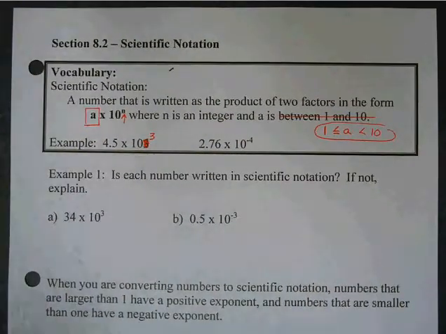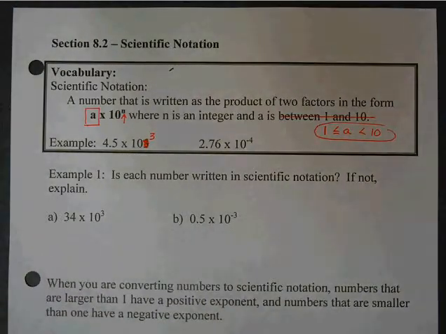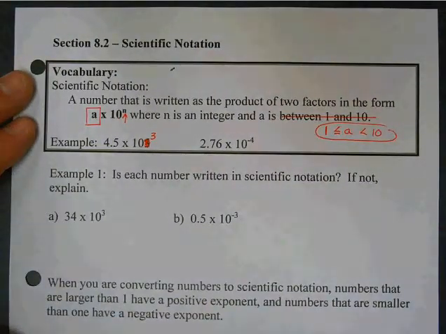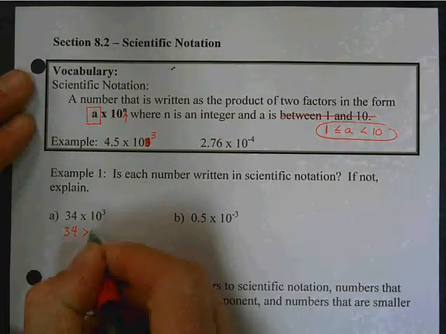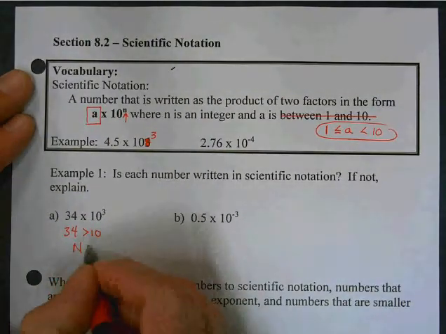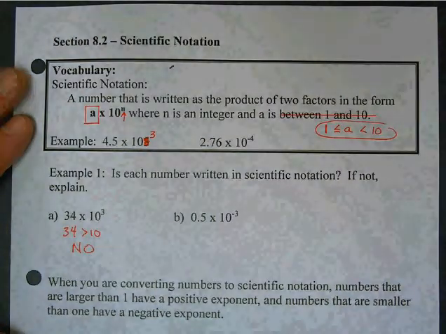All right, so let's kind of analyze example 1. 34 times 10 to the third. What do you think? Raise your hand if you think it's scientific notation. Raise your hand if you don't. Okay, we got about 4 votes for no, about 3 votes for yes. Someone who says no, since obviously if you're saying no, then you must have an argument. Who said no? All right, Katie, why do you say no? Because 34 is greater than 10. Okay, 34 is greater than 10. So is it scientific notation? No. Very simple.